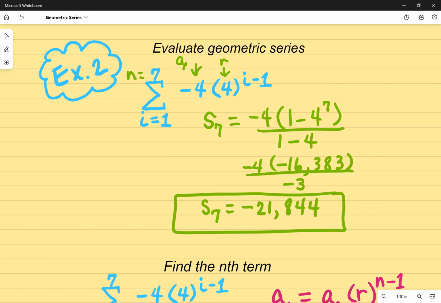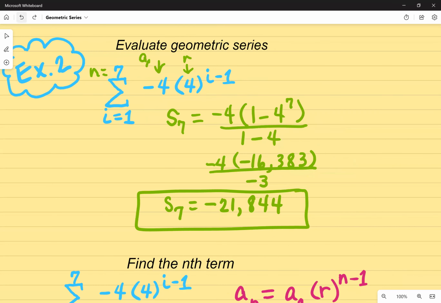So again, what's on the left side of my equal sign tells me if it's an S, that means I've summed all of the terms together. And if it was a sub n, that's telling me to find a specific term, which we're going to do next. But before we do that, I do want to show you that you can use the calculator.